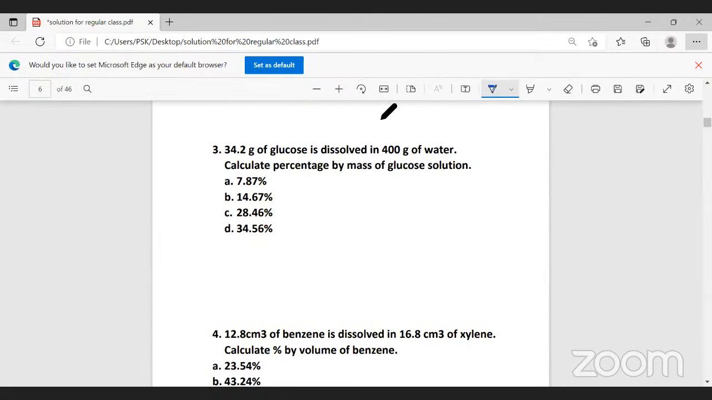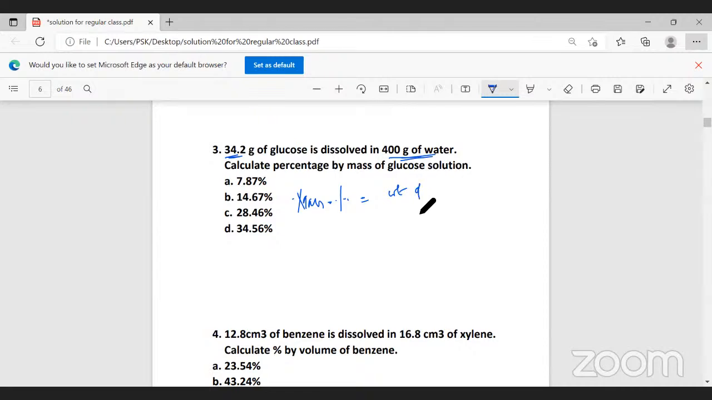The next question is: 34.2 grams of glucose is dissolved in 400 grams of water. Calculate the mass percentage. 34.2 grams of glucose is dissolved in 400 grams of water. Can anyone tell me what's the mass percentage of glucose? Quickly tell me. Ajay and anybody else, Dhanalakshmi, Ritika, whoever is there, tell me.